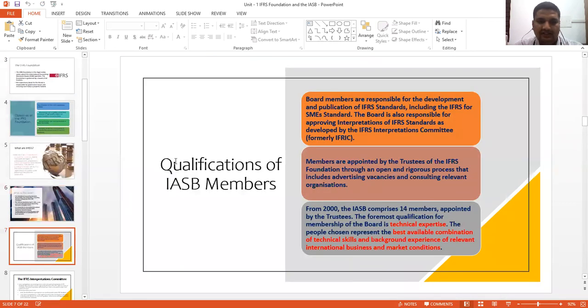Next, the qualifications of IASB members. Board members are responsible for the development and publication of IFRS standards. The board is also responsible for approving the interpretations of IFRS standards. Members are appointed by the trustees of the IFRS Foundation through an open and rigorous process. This includes advertising vacancies and consulting relevant organizations. From 2000, the IASB comprises 14 members appointed by the trustees. The foremost qualification for membership of the board is technical expertise.